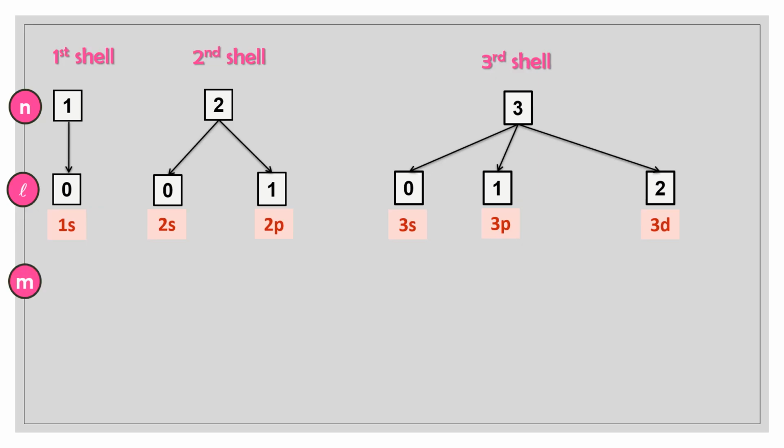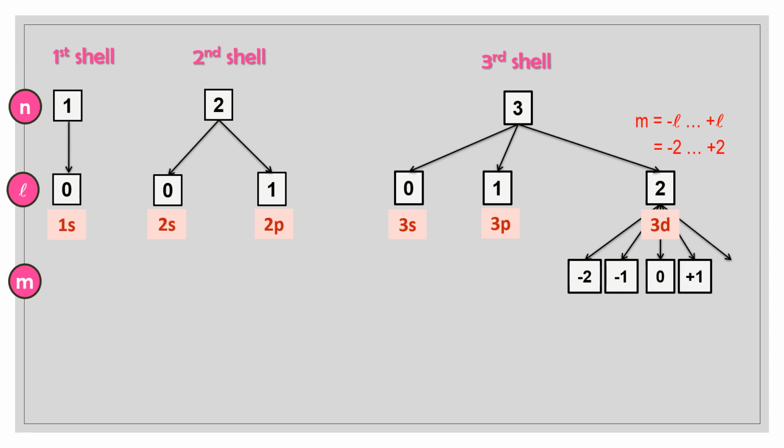Kita sambung M pula. Value of M starting from negative L until positive L. So when L is equal to 2, M is negative 2 until positive 2. Negative 2 until positive 2 maksud dia value of M dia ada 5. Negative 2, negative 1, 0, positive 1, positive 2.